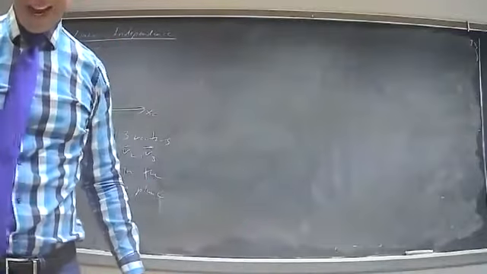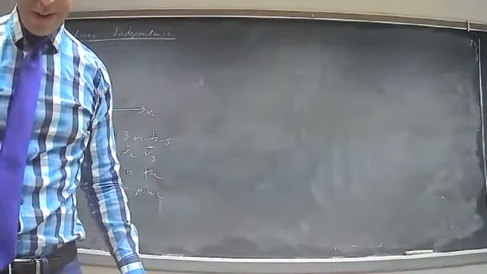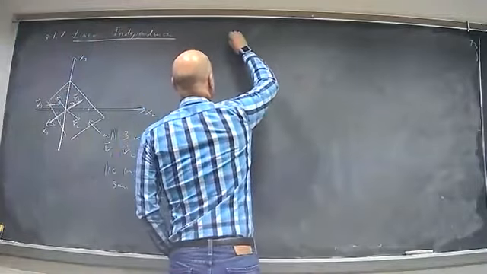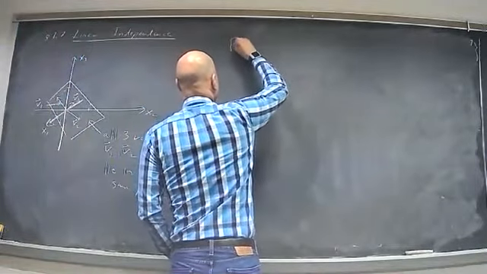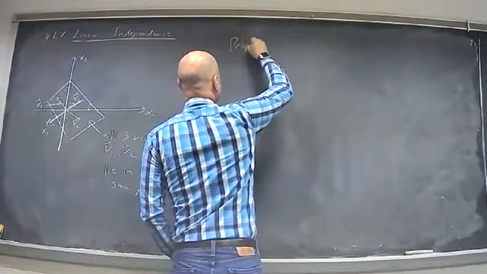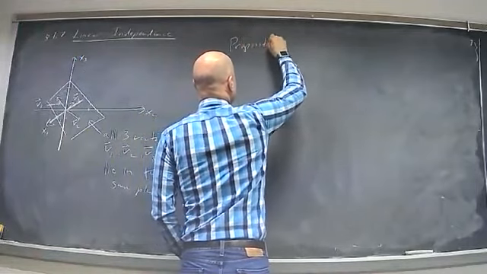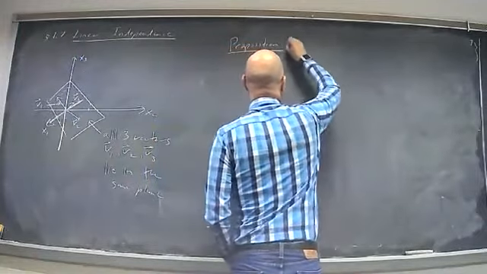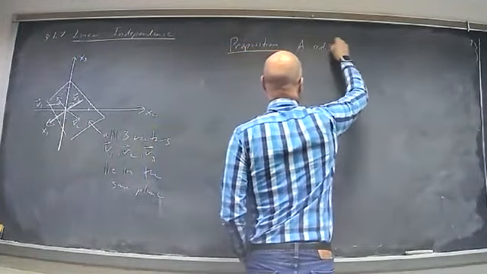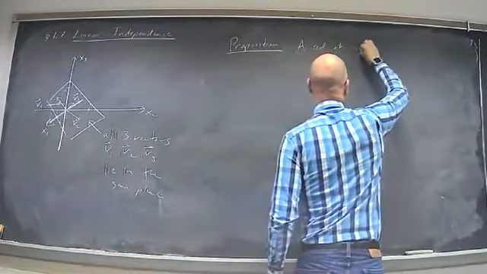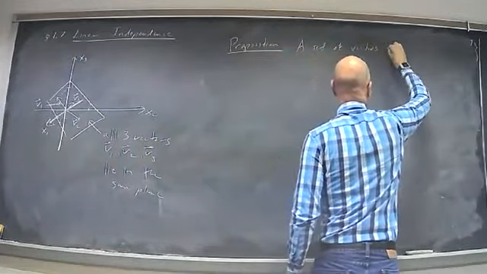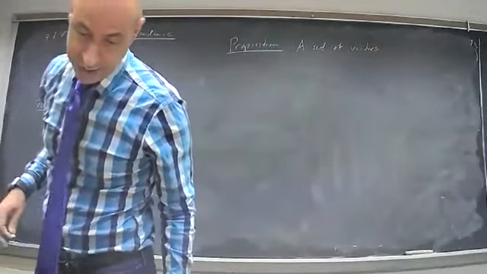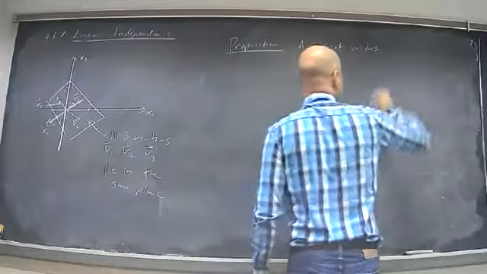So we have, I guess we'd call it a theorem. I'll call it a proposition. I don't want to make it as big as a theorem. Your book calls it theorem number 7. A set of vectors. They probably talk about vectors in Rn. No, they don't. Set of vectors.